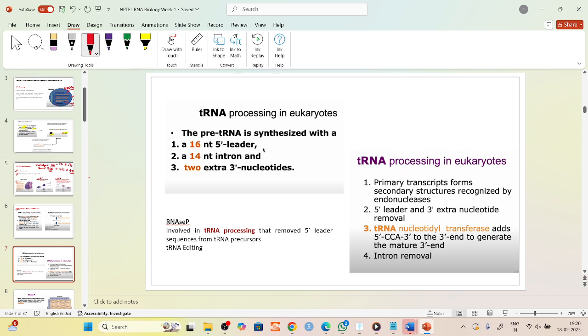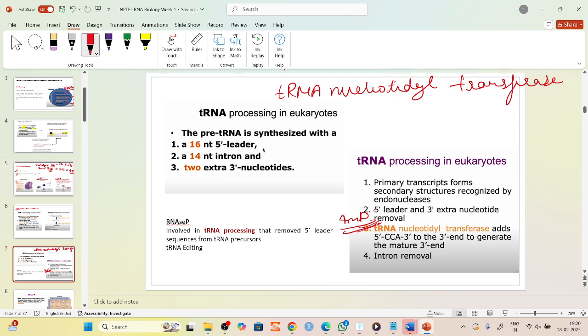So basically intron removal takes place, and this third point is important. I'll just mark it like this. The third point says tRNA nucleotidyl transferase. That is the name of the enzyme. What does this enzyme do? It adds the CCA at the 3 prime end. This addition generates the mature 3 prime end, and then obviously intron removal takes place.